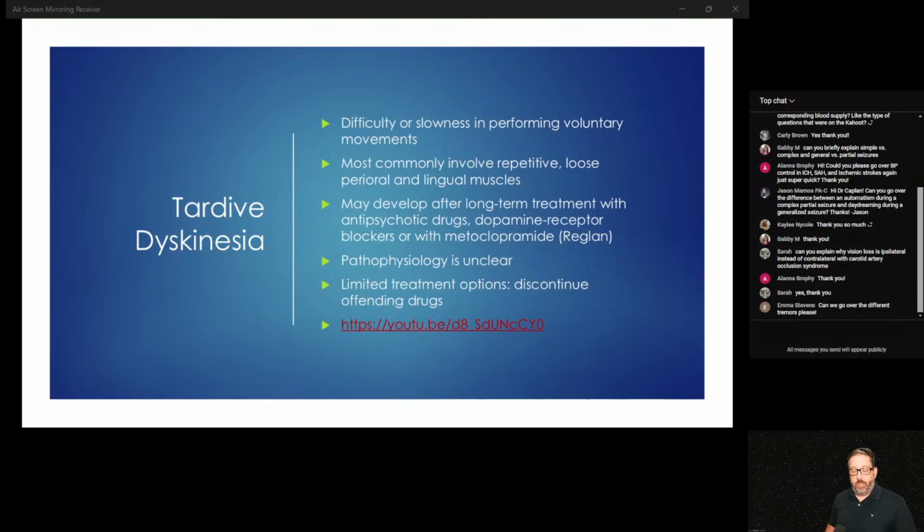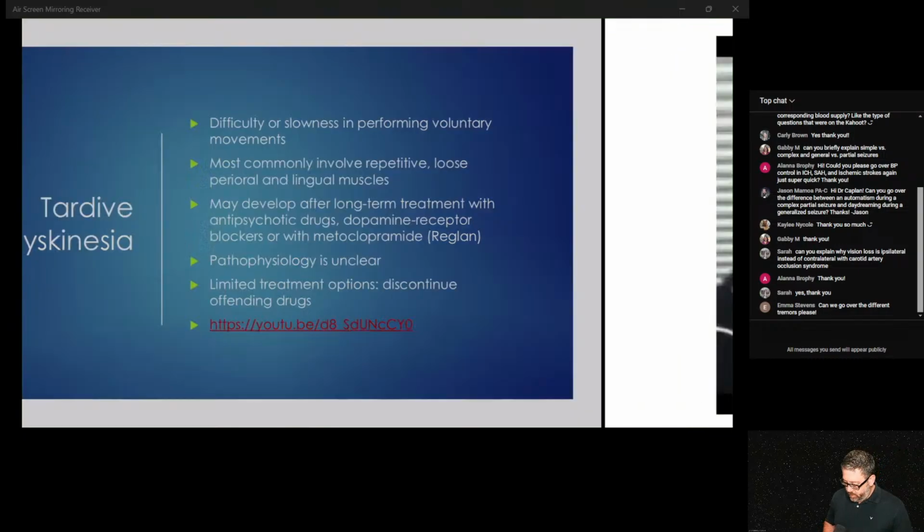Tardive dyskinesia, the lip smacking, lips moving, tongue protruding, all that stuff. Tardive dyskinesia, usually a side effect of drugs, most commonly Haldol, but it's just a side effect of the drug usually.